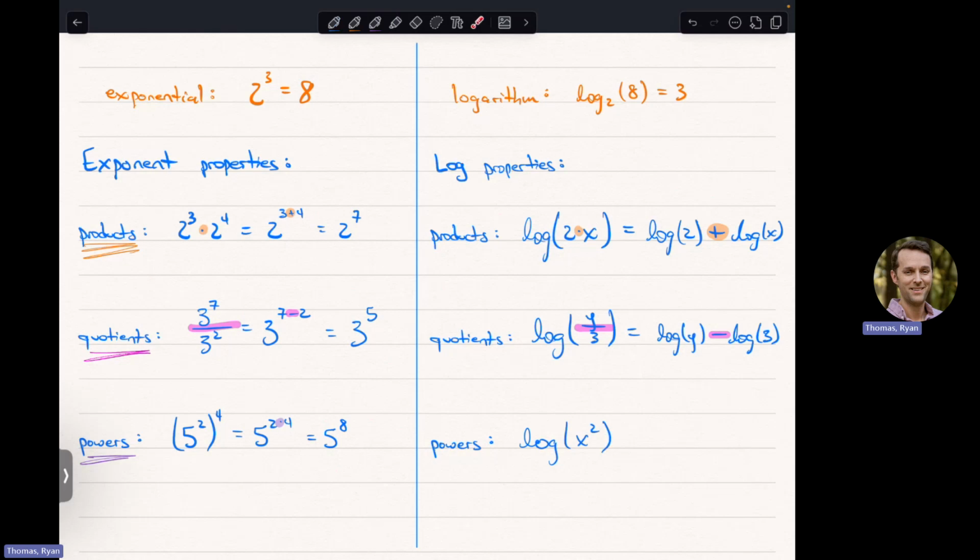well, one way that we could think of this x squared is x times x, right? It's like 2 copies of it sitting there. And if it's x times x, then I could split it up as the log of x plus the log of x, right? Using the product rule.